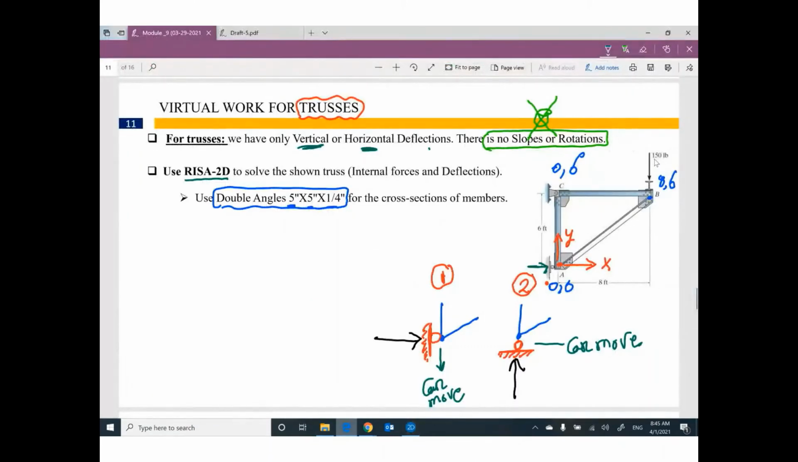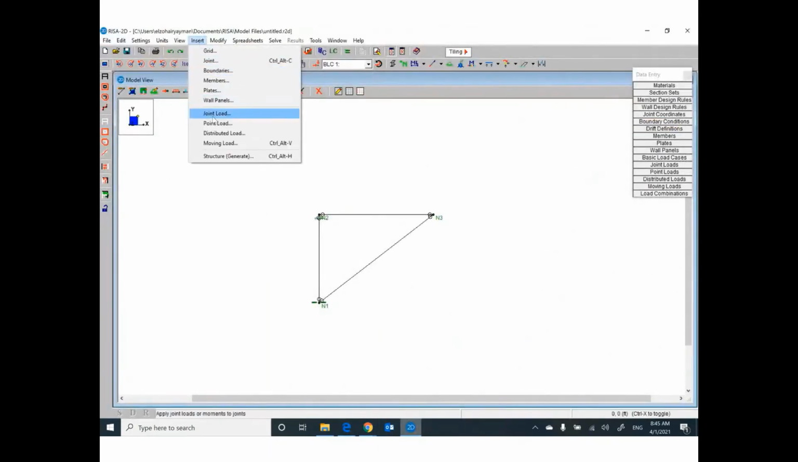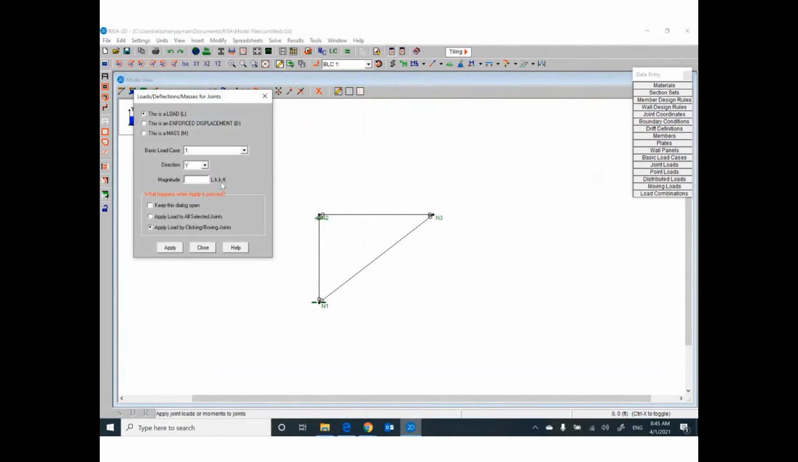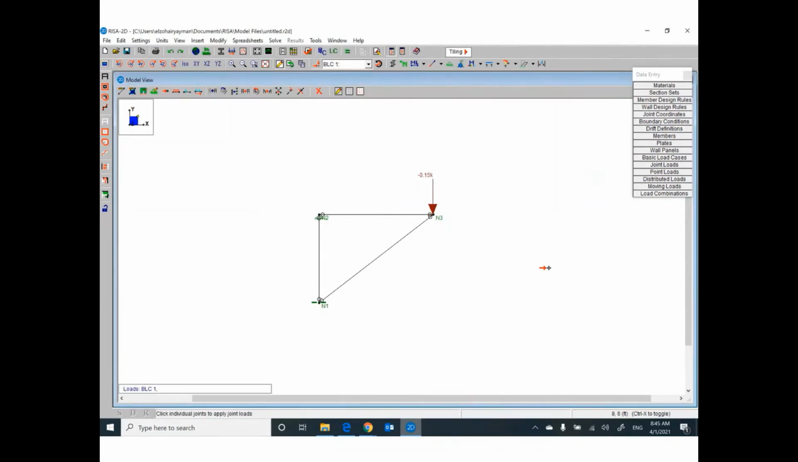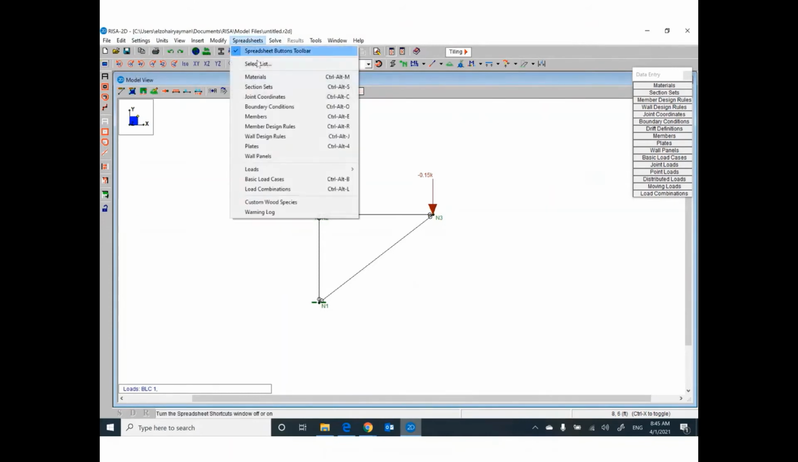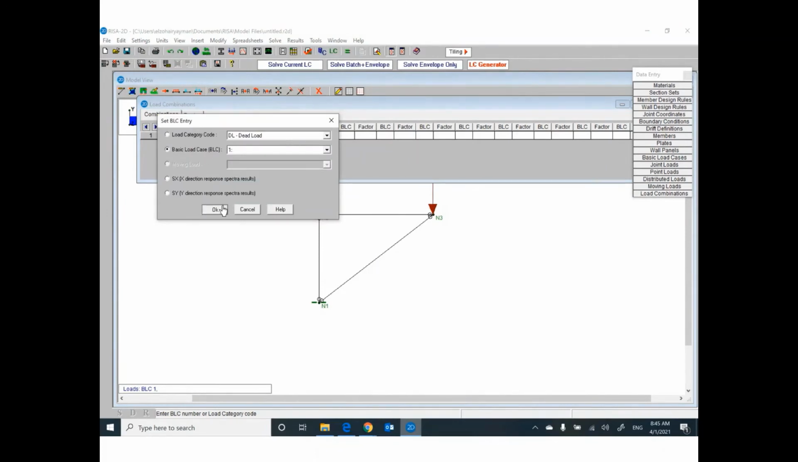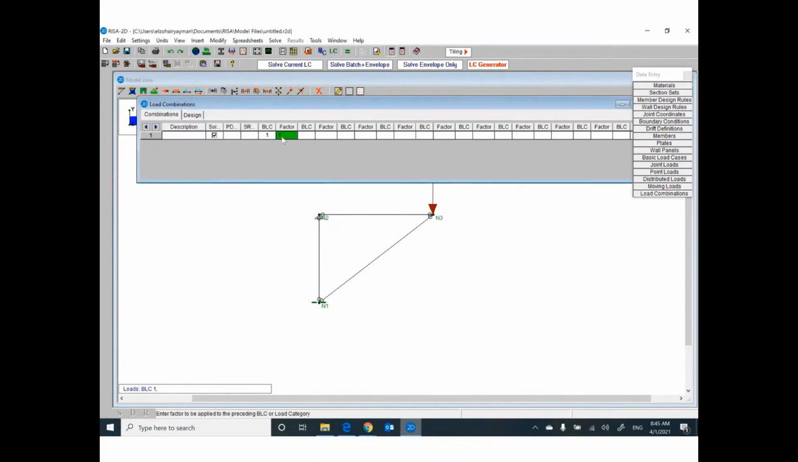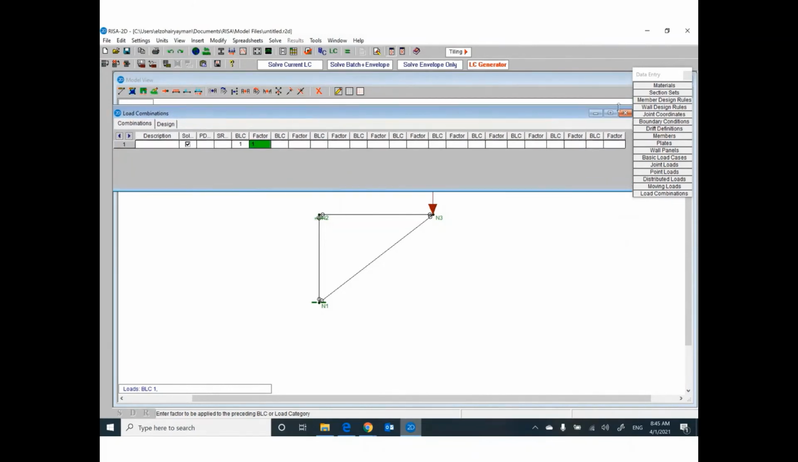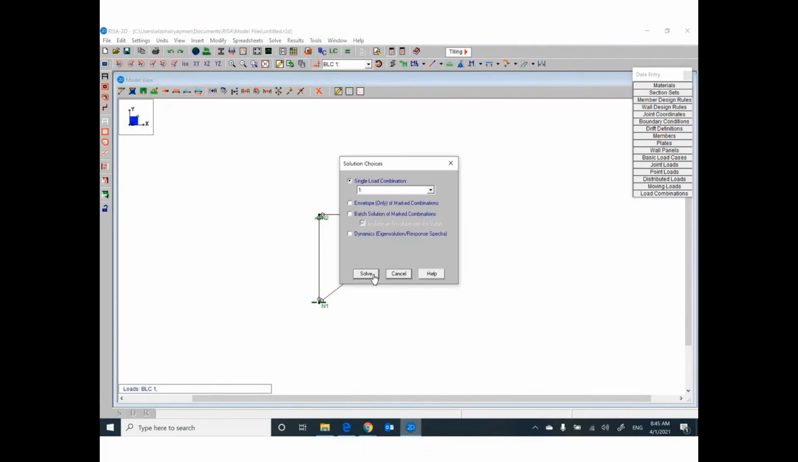We have a concentrated load of 150. So insert joint load, your unit here is kip. So it will be negative 0.15. Apply, click at this node. Here you go. Then spreadsheet, load combination. Enter. For basic load case, I will select basic load case 1. Your scale factor is 1. I'm done with this step. I will start to solve.